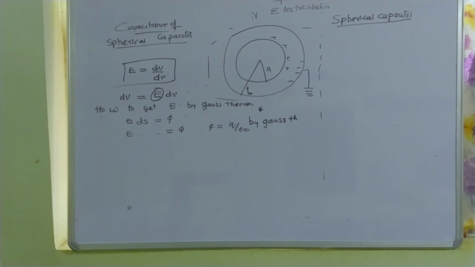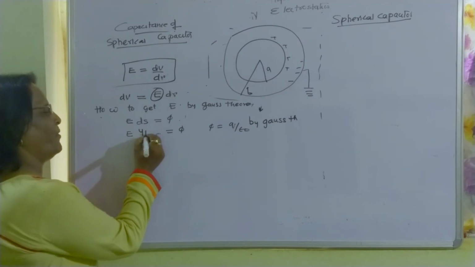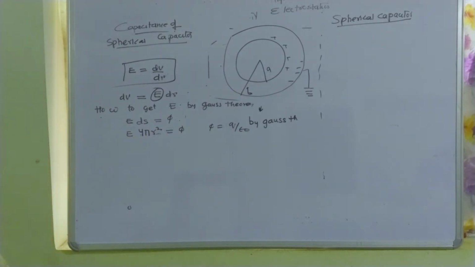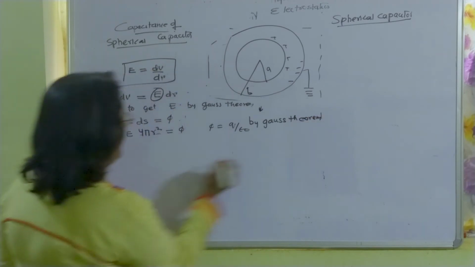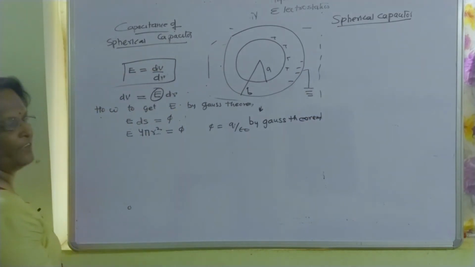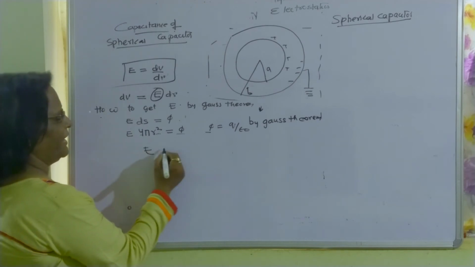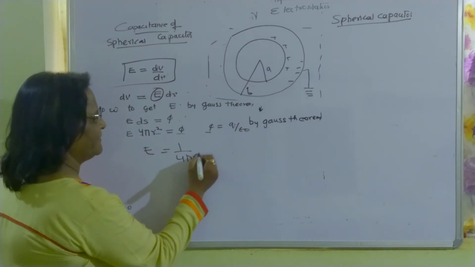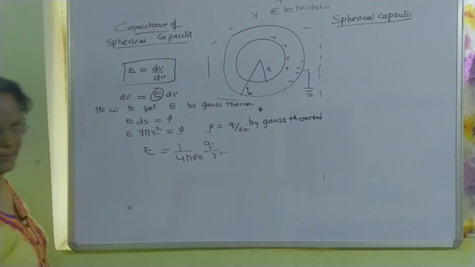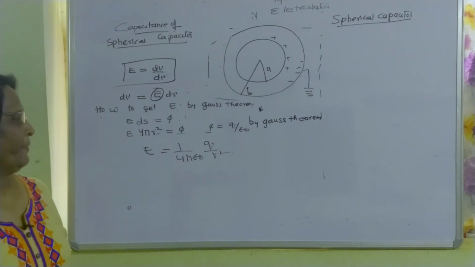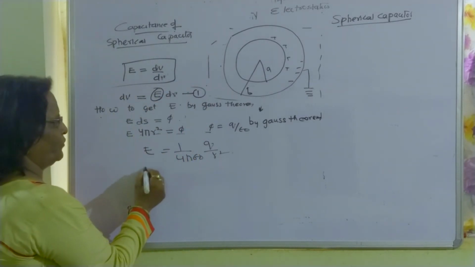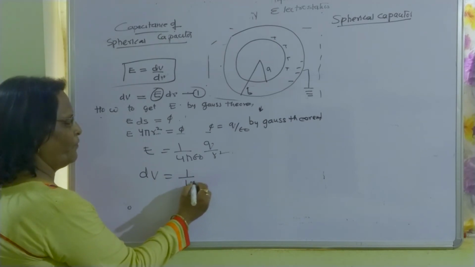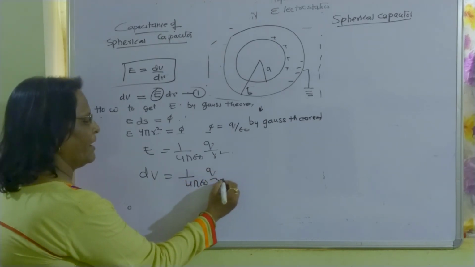Now Gaussian surface area which we are going to take here, that will be in form of sphere, and if it is having radius r, then it will become E into 4 pi r square phi, and phi equals to q upon epsilon 0 by Gauss theorem. And now when we will completely compare the two terms of phi, what we are going to get equals to 1 upon 4 pi epsilon 0 q upon r square. Clear? Now we will substitute the value in equation number 1. So we will get here dV equals to 1 upon 4 pi epsilon 0 q upon r square dr.